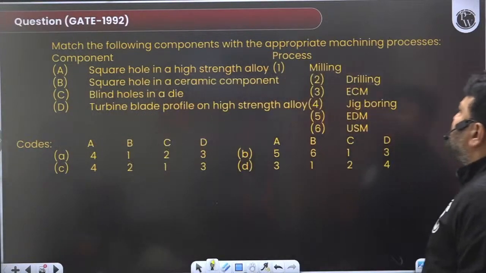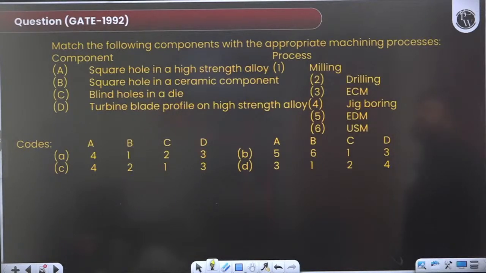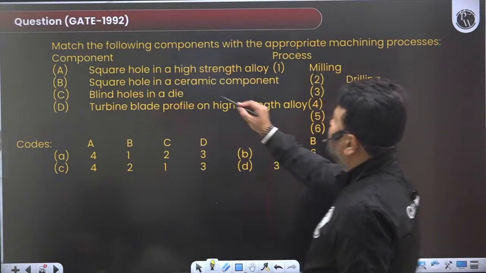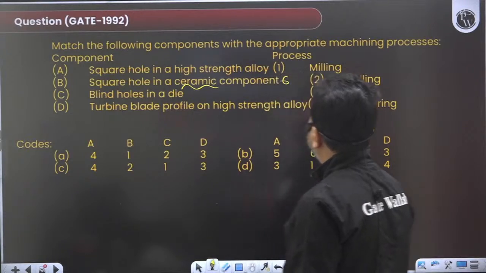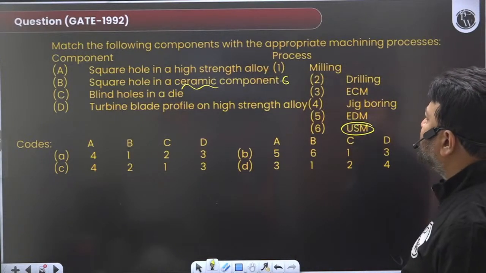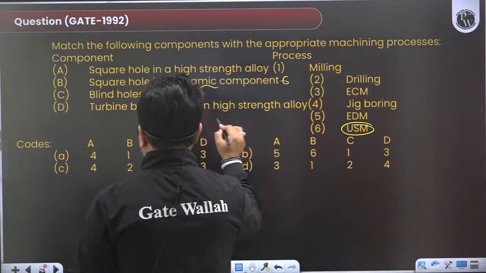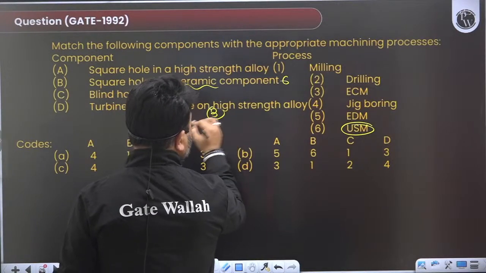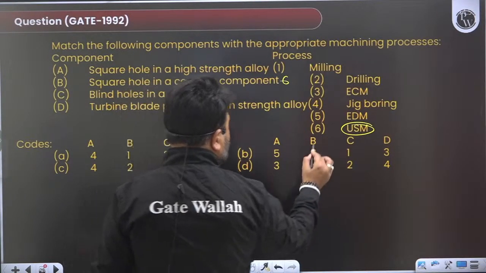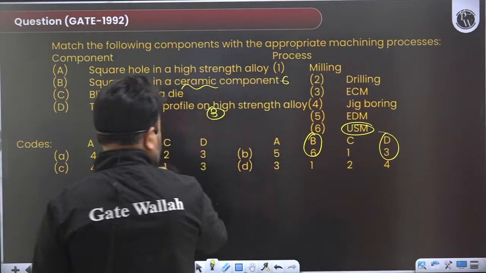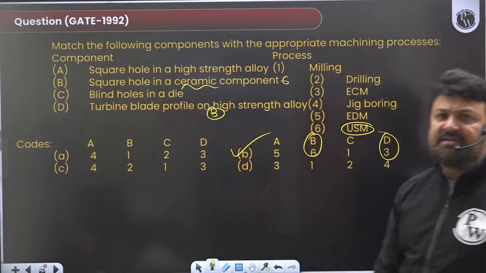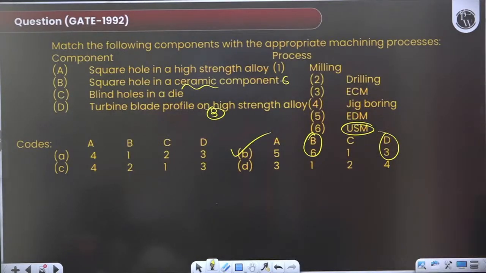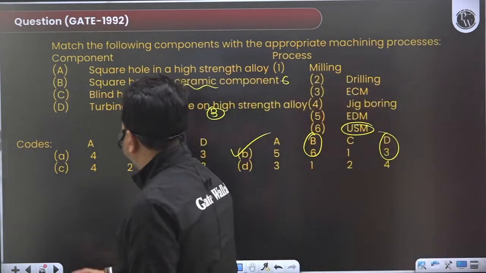Match the following components with the appropriate machining process: square hole in a high strength alloy, square hole in a ceramic. For ceramic, we prefer ultrasonic machining. So B6, right? And blind hole in a die turbine blade, we use ECM. So B6 and D3. Only one option has B6 and D3, so option B is the correct choice.